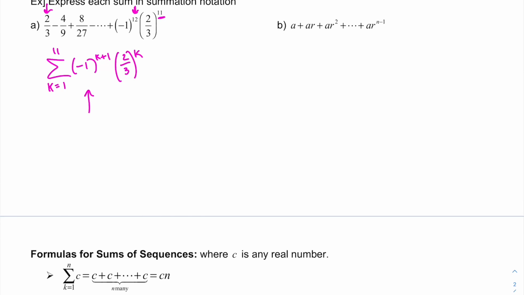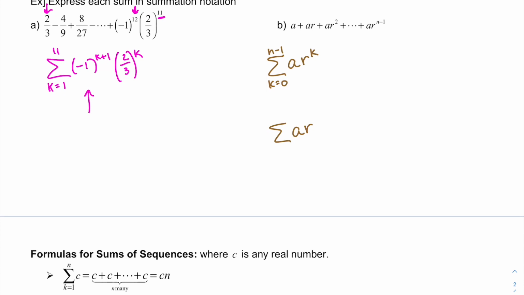For part B on this one, I'm seeing that there's 2 different ways you could look at this. Both of them are perfectly fine, just depending on what you like better, I guess. Each term has this factor of a, and then of course r to an exponent. So one way you could do this is have your k go from 0 to n minus 1. If you choose to go that route, the exponent on r is just k. So the first term is a times r to the 0, which is a.